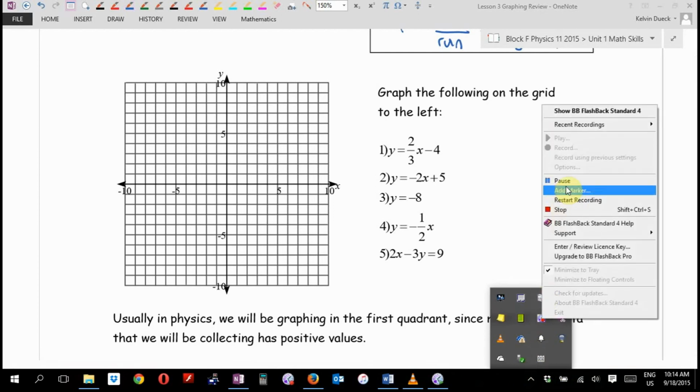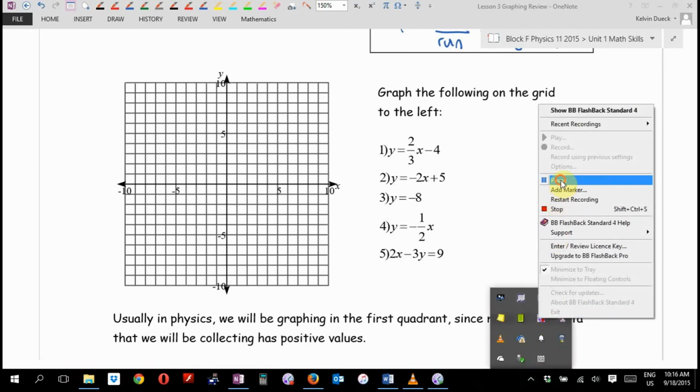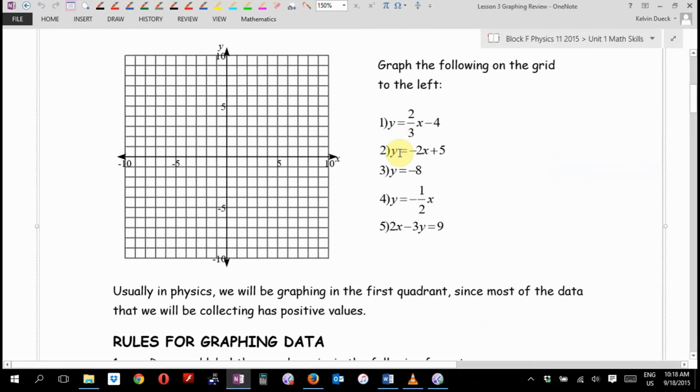Pause the video. So hopefully you learned this last year, but I'll pretend you forgot. Hang on, we've got to pause. So how do you graph these? Number one: y equals 2/3 x minus 4.